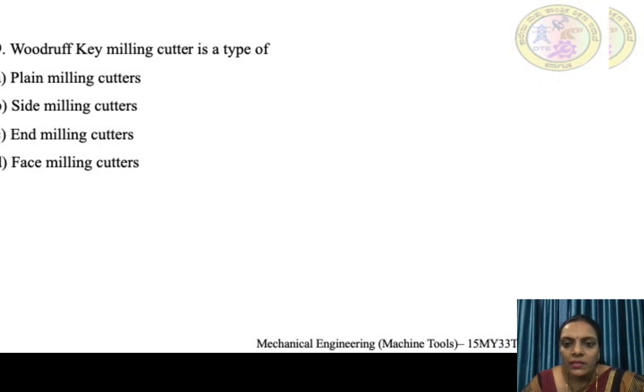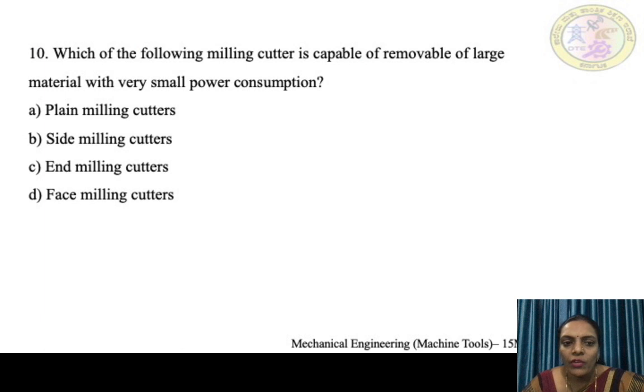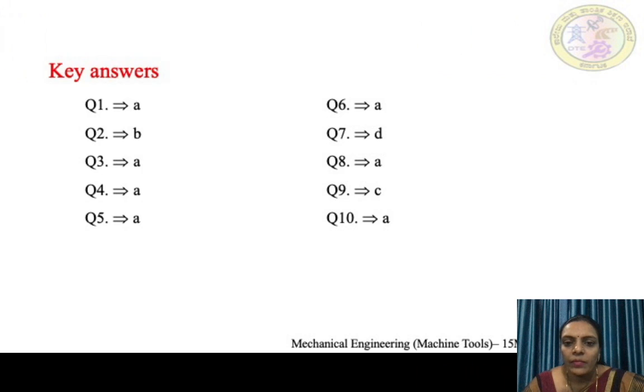The 10th one is, which of the following milling cutters is capable of removing a large amount of material with very small power consumption? Plain milling cutter, side milling cutter, end milling cutter and face milling cutter. Plain milling cutters have low power consumption but a high material removal rate. These are the key answers to your assessment.